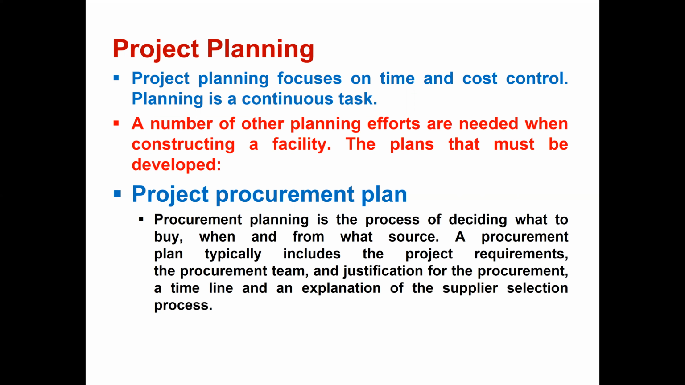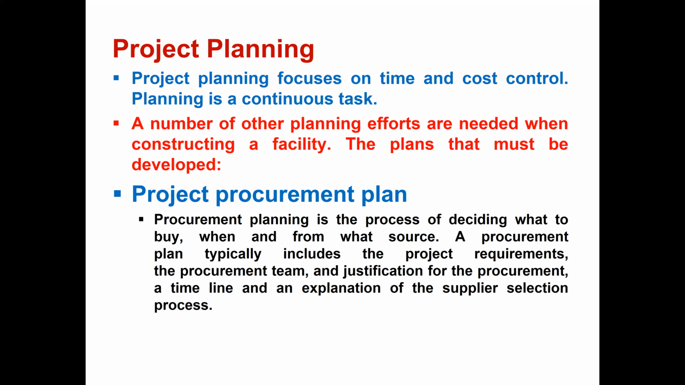A number of other planning efforts are needed when constructing a facility. There are a number of plans that we can prepare, and I'm going to list a couple of them. We should have a project procurement plan. Procurement planning is the process of deciding what to buy, when, and from what source. A procurement plan typically includes the project requirements, procurement team, justification for the procurement timeline, and an explanation of the supplier selection process.